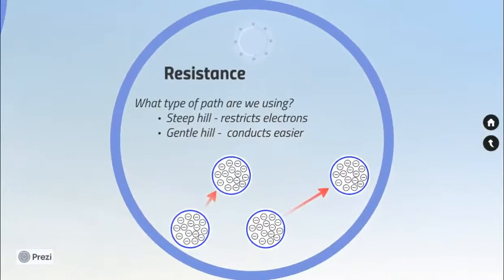Resistance: what type of path are we using? Is it a steep hill, right? If it's a steep hill, it's going to restrict the electron movement, because now we've got to push up this steep hill. It's going to be harder to push. What if it's a gentle hill, a gentle slope? Well, that's going to be easier to push or slide that bucket up than a steep hill, right? So what type of path are we using?